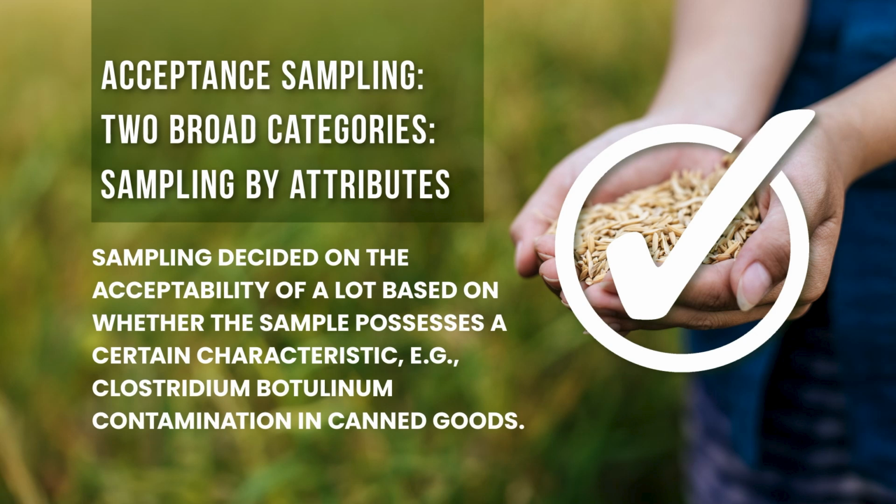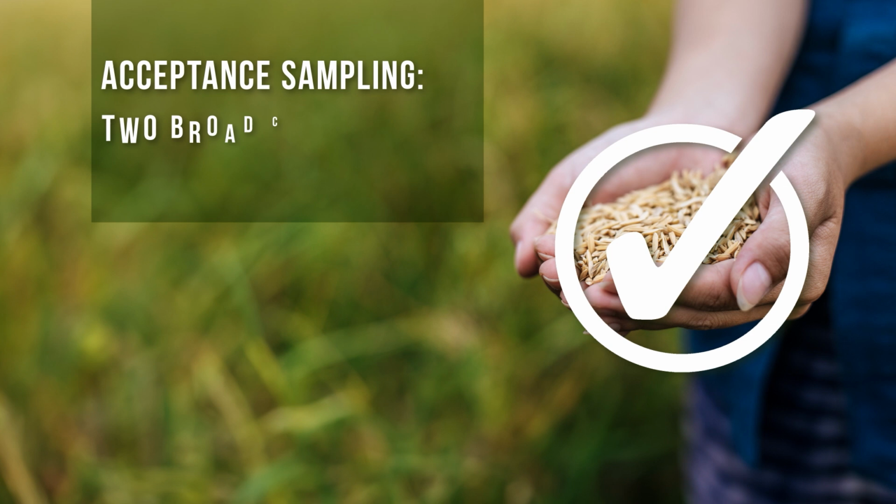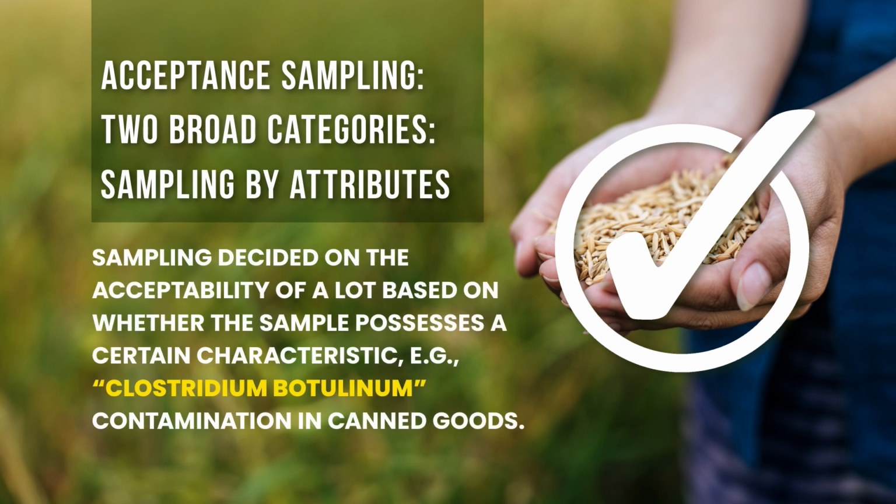जैसे मान लीजिए हमको Clostridium botulinum चेक करना है, contamination है कि नहीं है in canned foods. So in attribute sampling, what we do is accept each unit if it passes that limit, if it is meeting that, it passes.